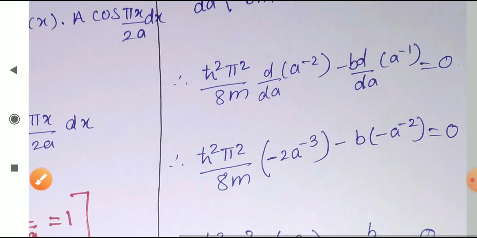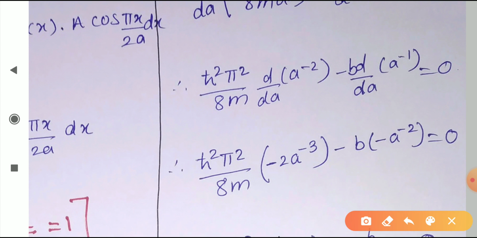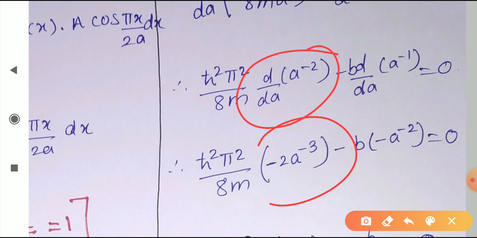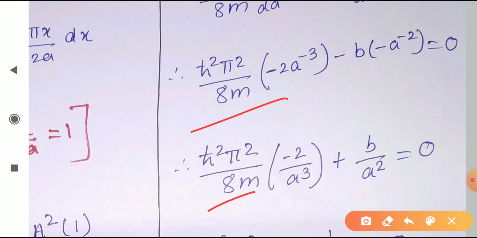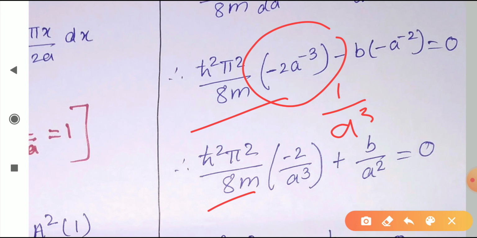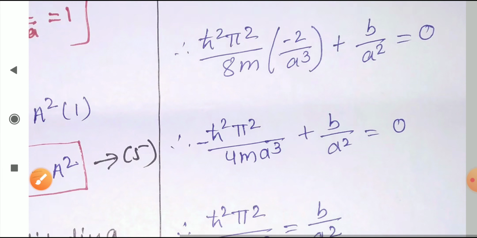Now see here, once we find the derivative of this, we will get minus 2 into a raised to minus 3, and when we take the derivative of a inverse, we will get minus a raised to minus 2. So this I will write as it is. This I can write as minus 2 upon a cube, a raised to minus 3. Here also we have a minus sign, so minus minus will become plus. So here we can write 1 upon a², and b being in multiplication, we write b upon a², which equals 0. So this we will get.